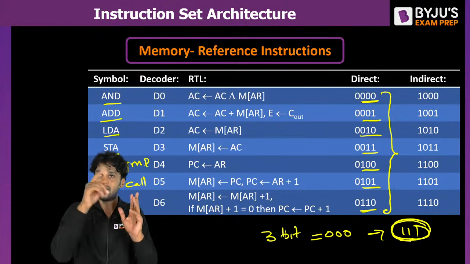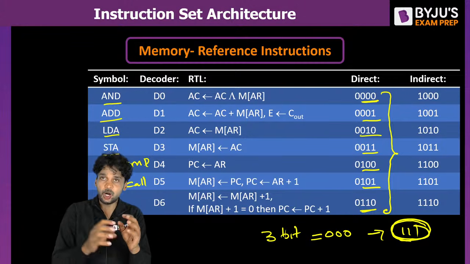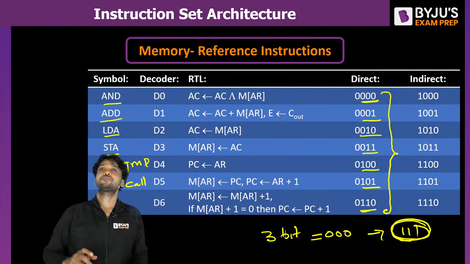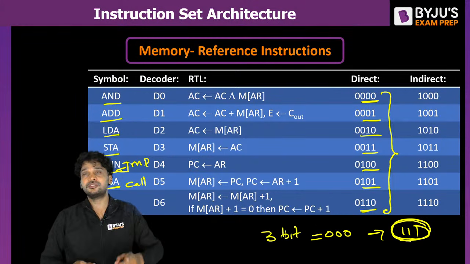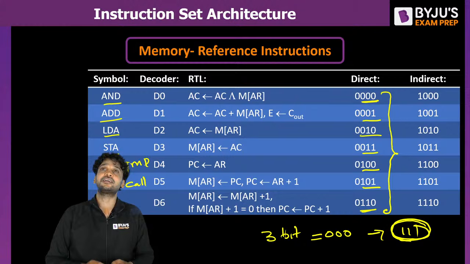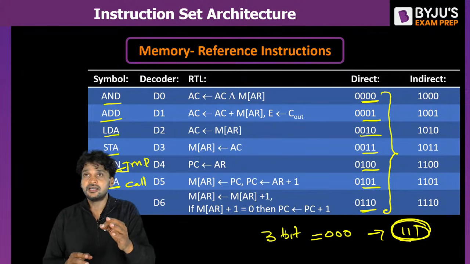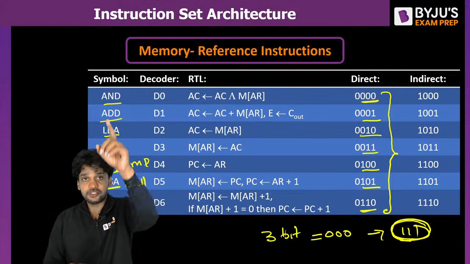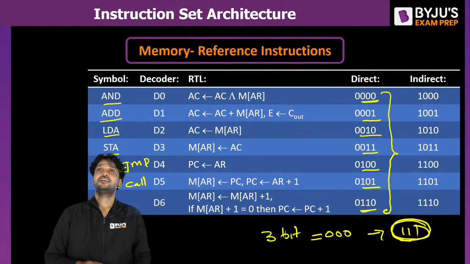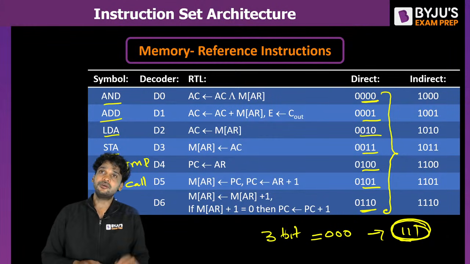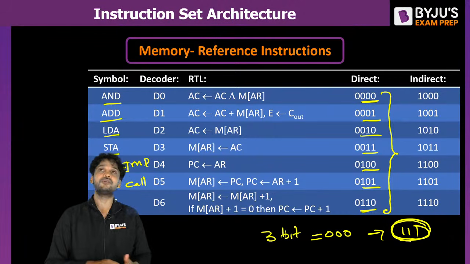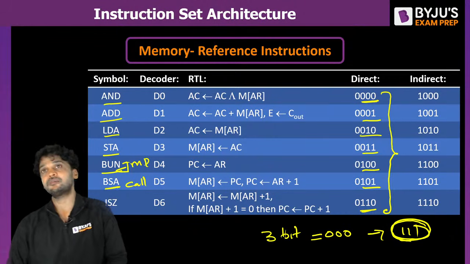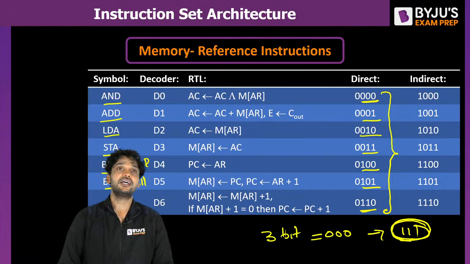That means for all these instructions, the operands are collected from the main memory. Tomorrow, we are going to discuss those opcodes for which we collect the data, the operands, from the processor's registers itself. So tomorrow we are going to cover register reference instructions. Day after tomorrow, we are going to cover IO instructions. That's it for the session.